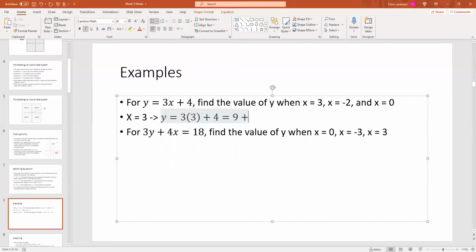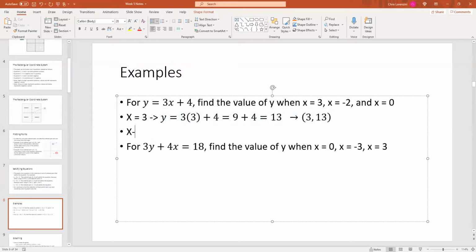3 times 3 is 9. 9 plus 4 is equal to 13. So when x is equal to 3, y is equal to 13. So the ordered pair 3, 13 falls on the graph of the line.